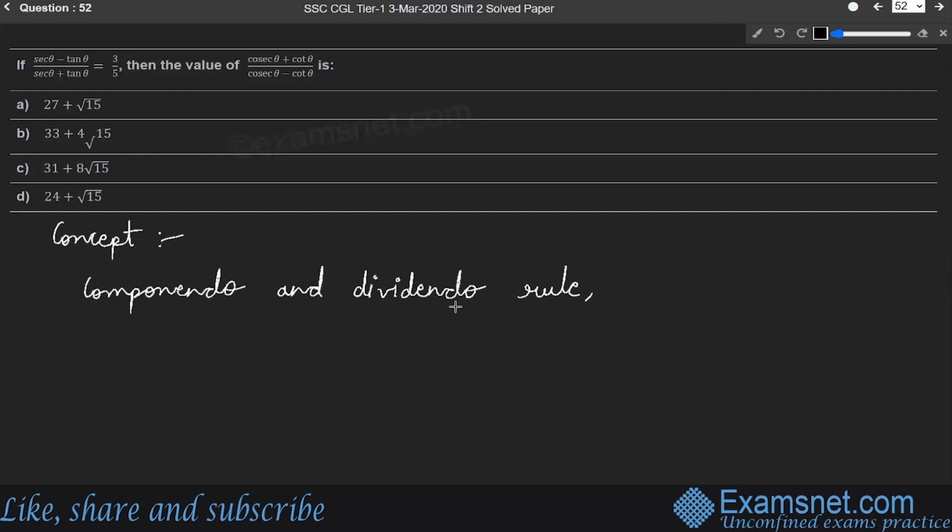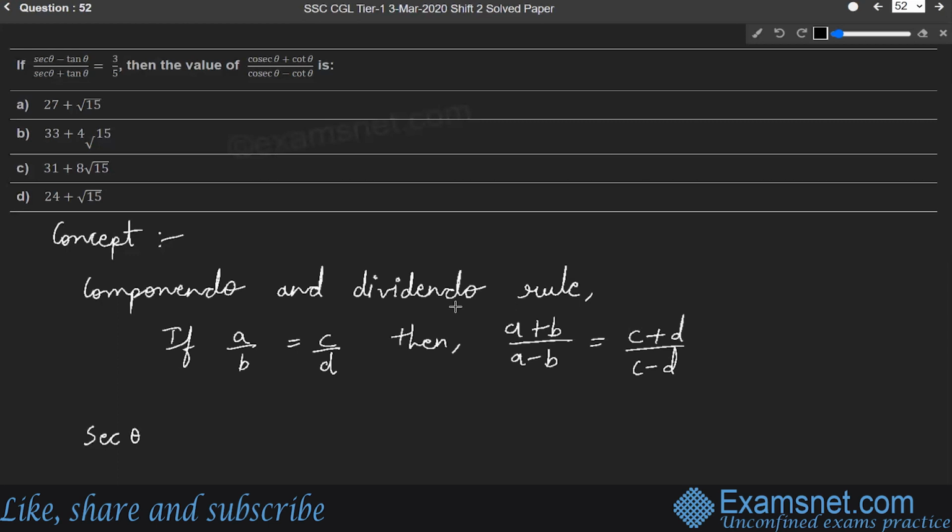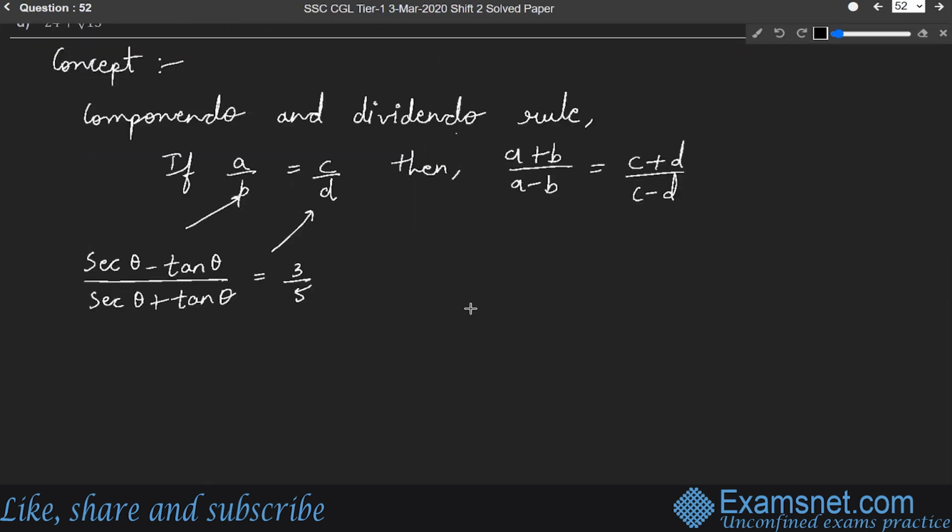Do you know what is componendo and dividendo rule? It says that if A by B is equal to C by D, then in this case, A plus B divided by A minus B is equal to C plus D divided by C minus D. So this is the concept that you have to use here. In this question, we have the expression which is sec theta minus tan theta divided by sec theta plus tan theta is equals to 3 by 5, which is in the same form as A by B is equal to C by D. It means that A plus B upon A minus B will be equals to C plus D upon C minus D. Okay.